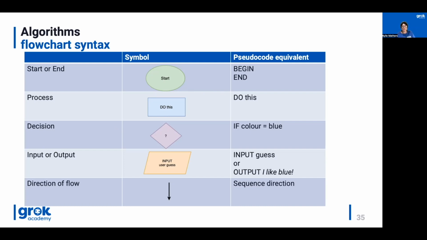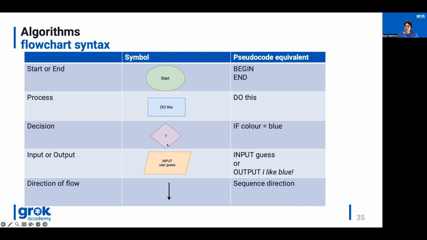A process is an action. So you can see here we've got do this. So that might be butter your toast or set the number to 10, but that's do this. So in pseudocode, we had do this. In a flowchart, we would have it in a square box with the statement of what we need to do there. A decision is a diamond, and it's branching.